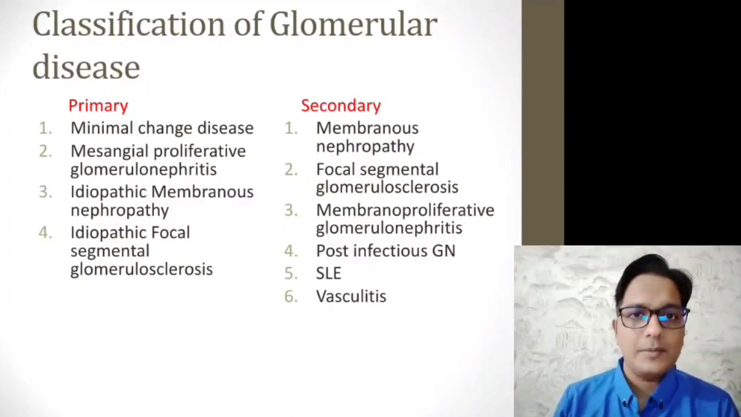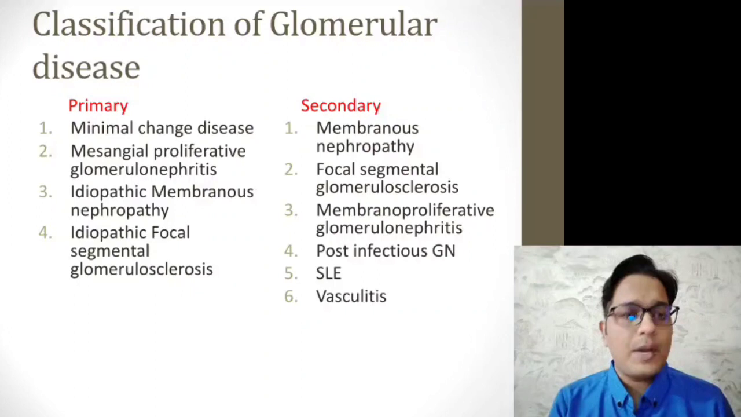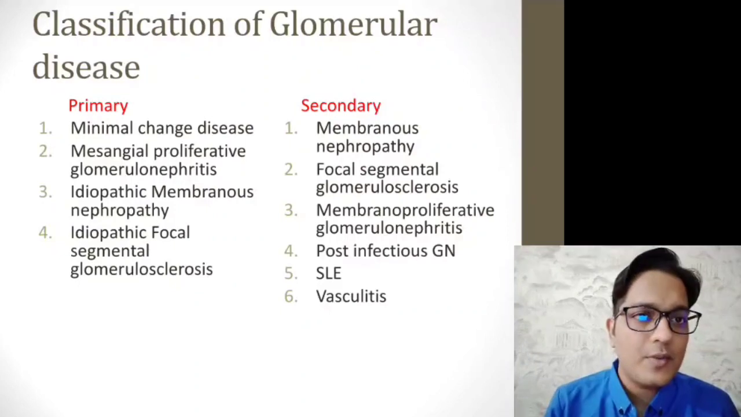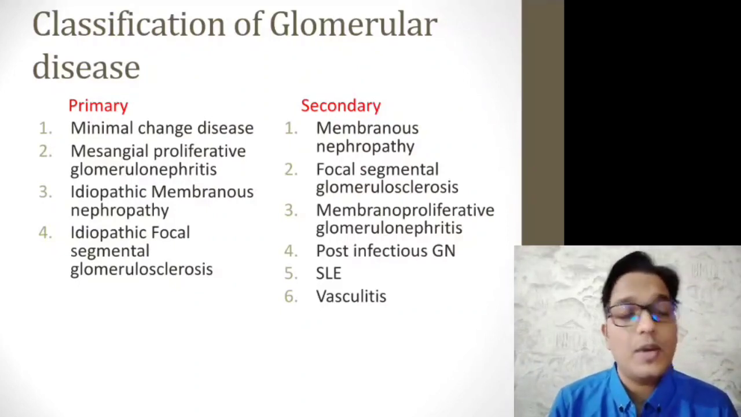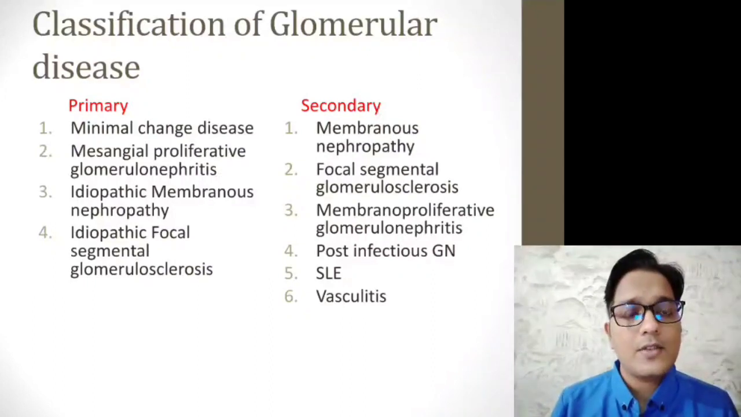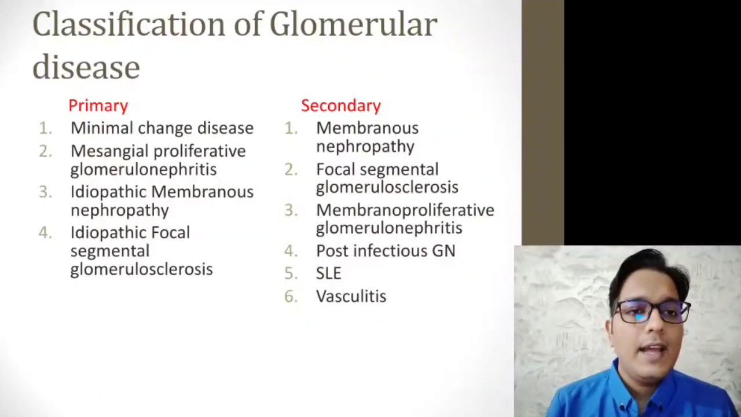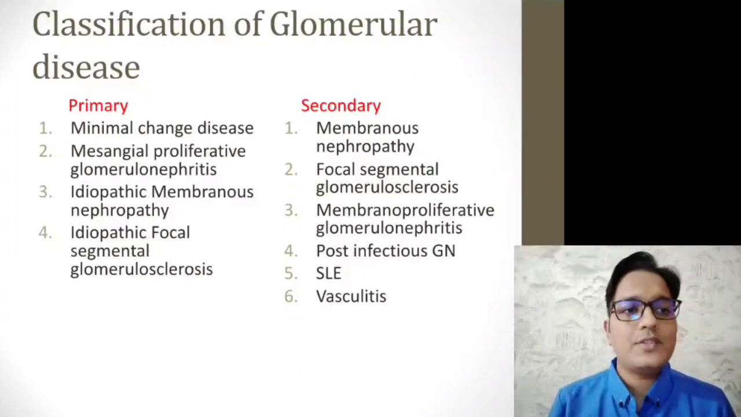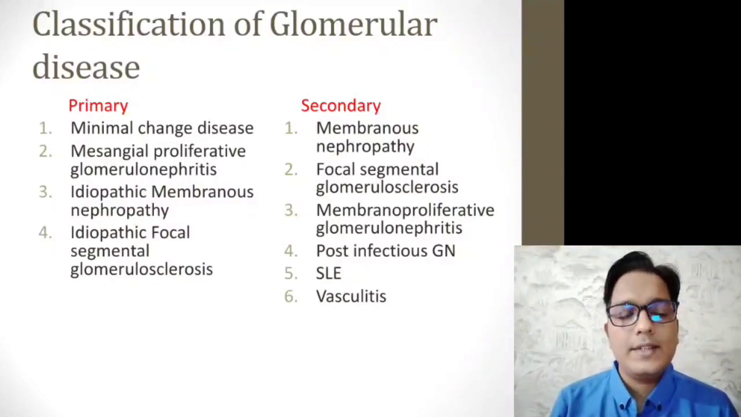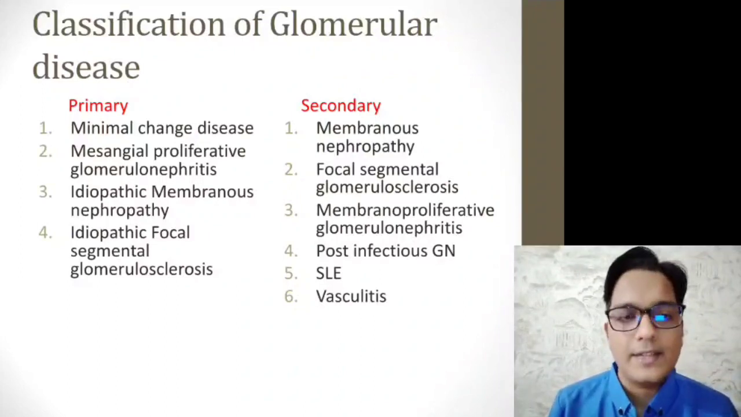So these are primary. In the secondary, there is another cause causing the glomerular disease. So there is secondary membranous nephropathy, and secondary focal segmental glomerulosclerosis due to other causes. Number three, membranoproliferative glomerulonephritis. Number four, post-infectious glomerulonephritis, as infection is the primary thing and it is secondarily causing the glomerulonephritis. And SLE causes renal structure change, so it is a secondary glomerular disease. Also vasculitis: various vasculitides cause problems in the glomerulus, so it is a secondary glomerular disease or glomerulonephritis.